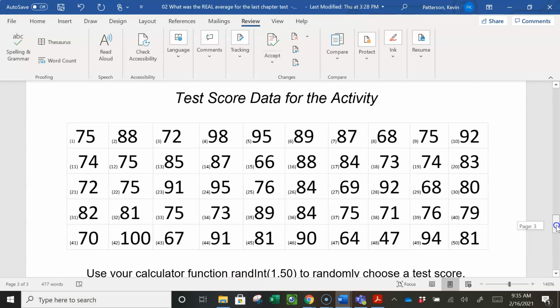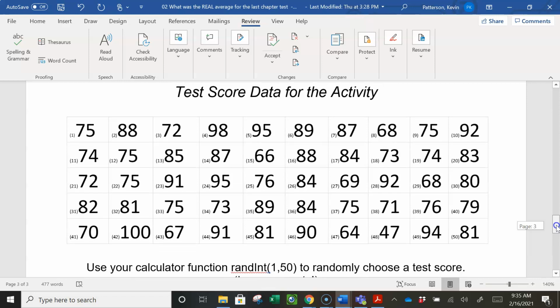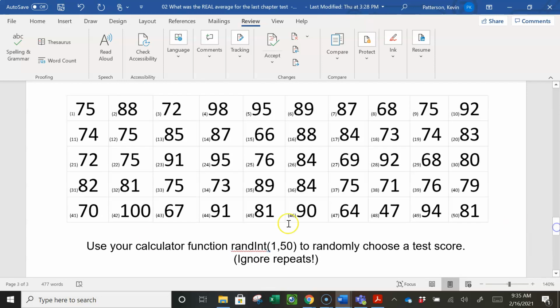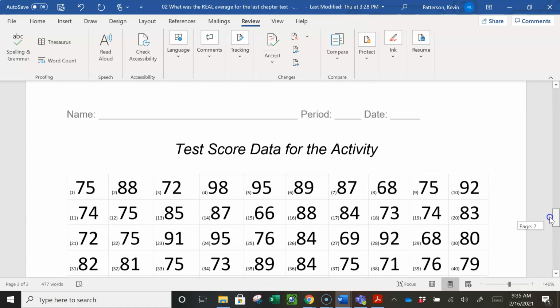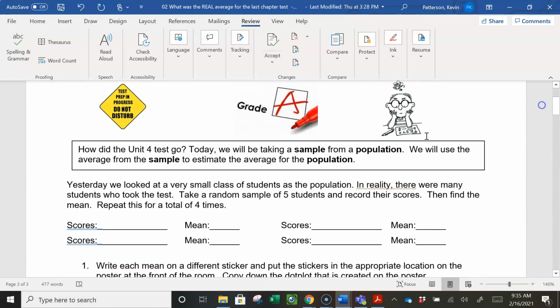So if we were all in class together, what I would have you guys do is I would have each person take 4 random samples of size 5. So you would use on your calculator randint 1, 50, and you'd randomly choose 5 test scores. So for example, you could get 75, 75, 85, 91, and 81. And that would be your sample of 5. And then we would repeat that process 4 times. So if we did that as a class, we would all end up with different samples of size 5.